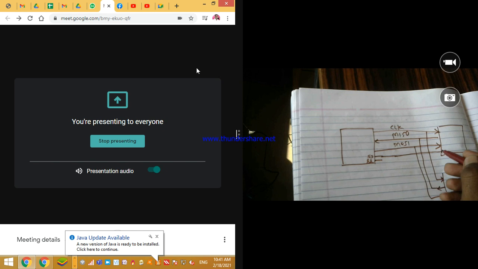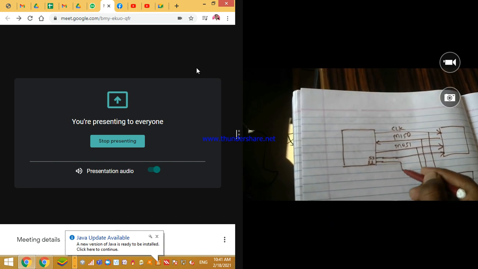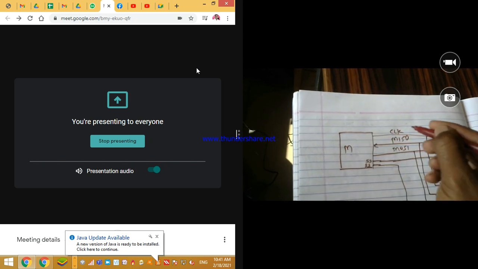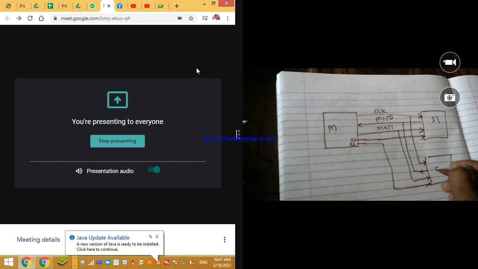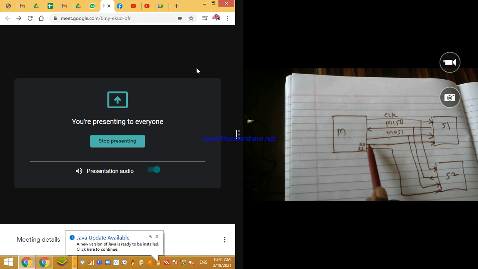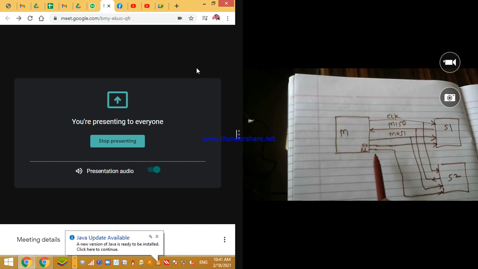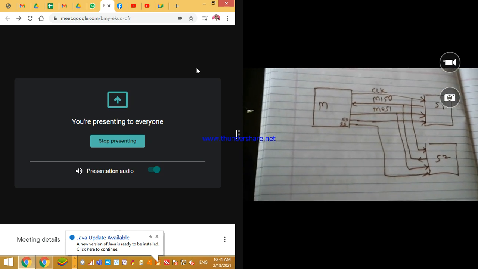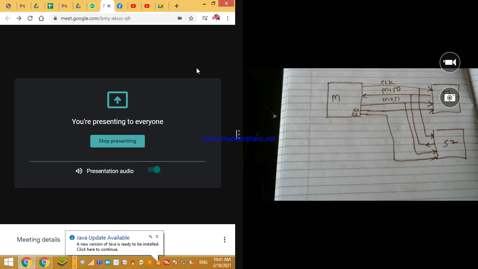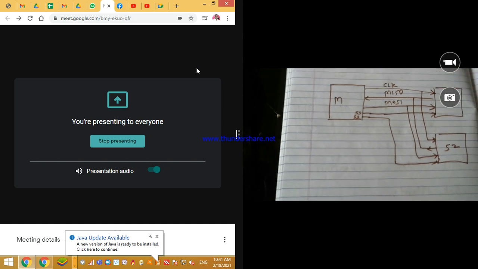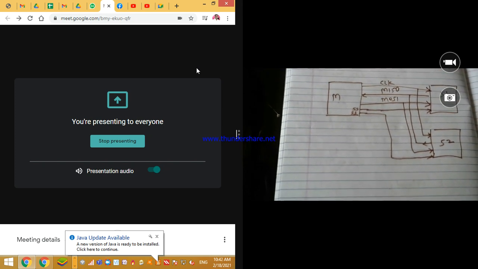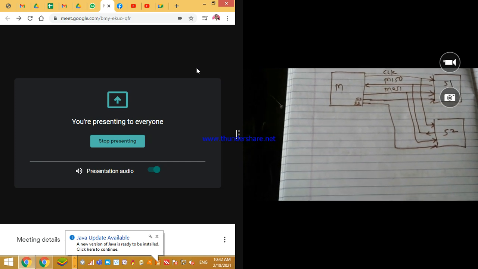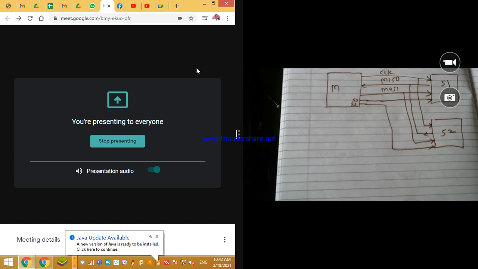This line is for one device, and this line is for this device. Here master, slave 1 and slave 2, right? These two pins are used over here to connect these two devices. As I have said earlier, in SPI there is only one master and multiple slaves, multiple devices. In between them we can do the communication.